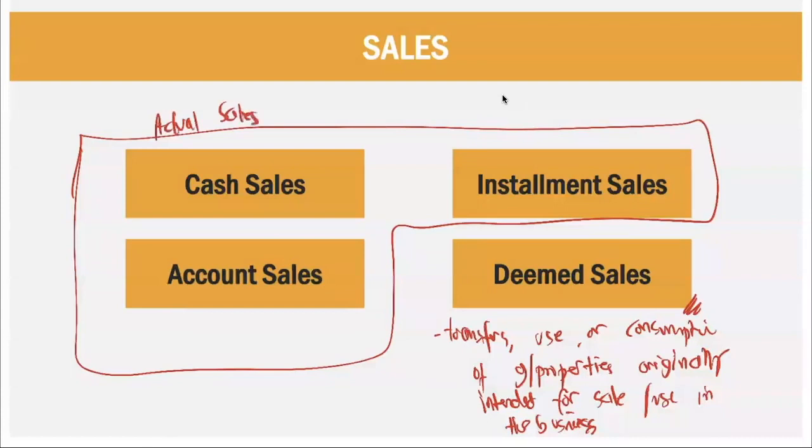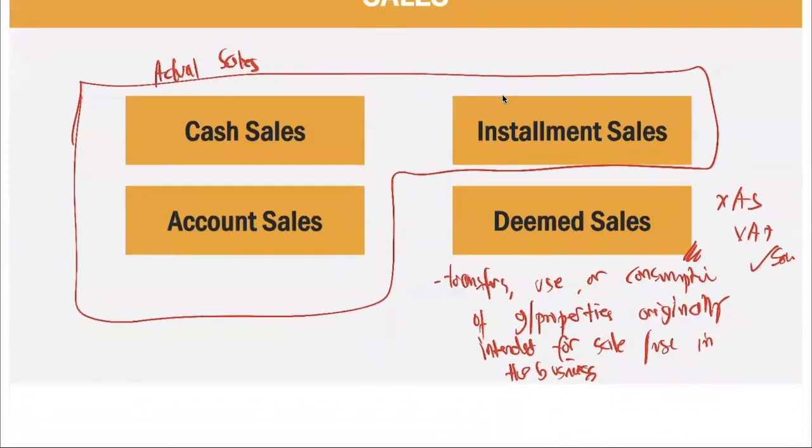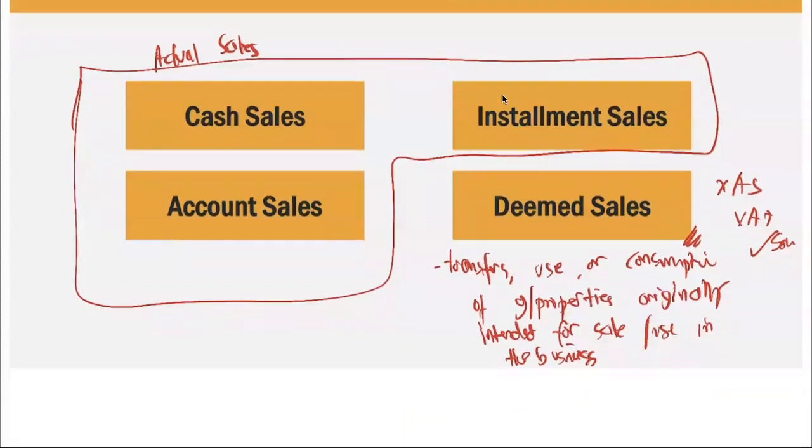But your deemed sales is not considered an actual sale, but for VAT purposes, it is considered a sale. So we insert a new one here, which is known as your deemed sales. Later, we will discuss what the items of deemed sales are. So remember, your sales comes from these four items. So let's look into the rules on these items, such as your cash, account, installment, and deemed sales.